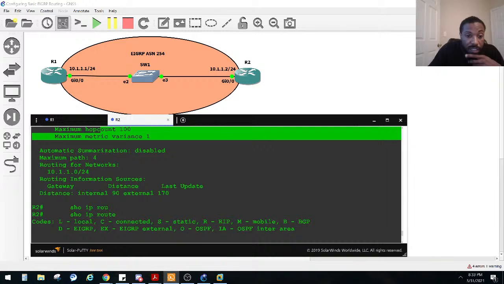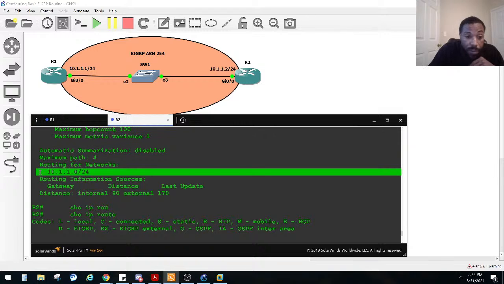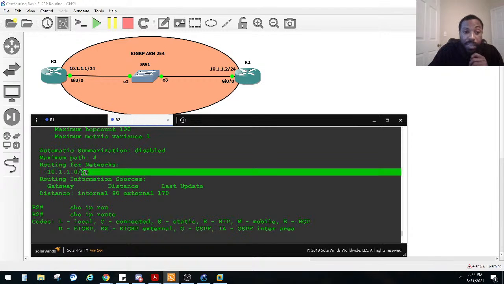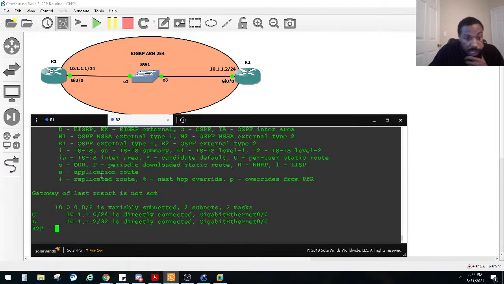I'll explain all this other stuff later, man. I don't want to do too much of a deep dive. I guess we could because we pretty much wrapped up this lab here. We're routing for that network right there. Remember, if we'd have just left it at 10.0.0.0, it would have said routing for the 10.0.0.0 network. But we made it more specific by using that wildcard mask there. And that's why it says 10.1.1.0/24 network.